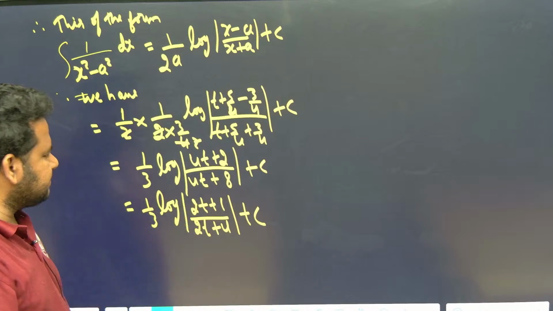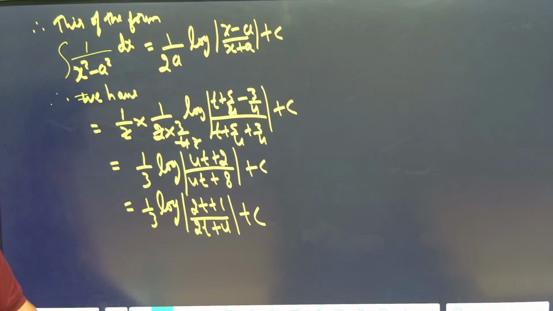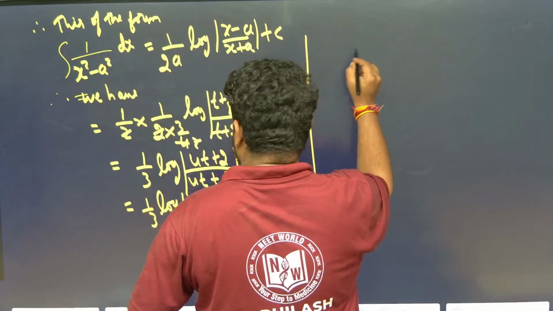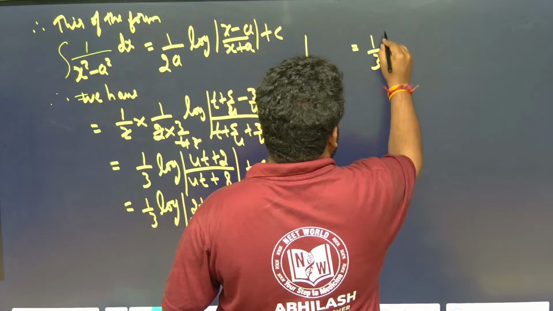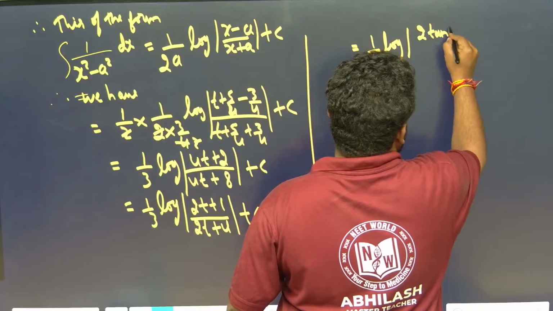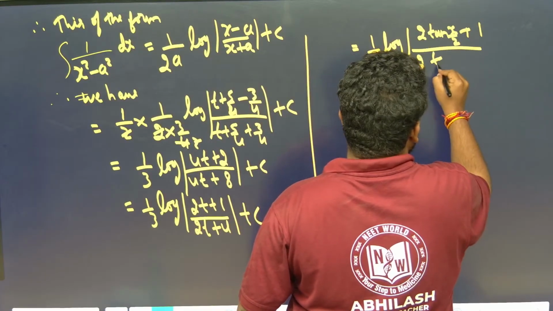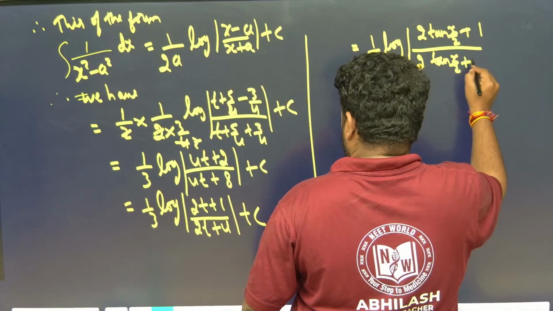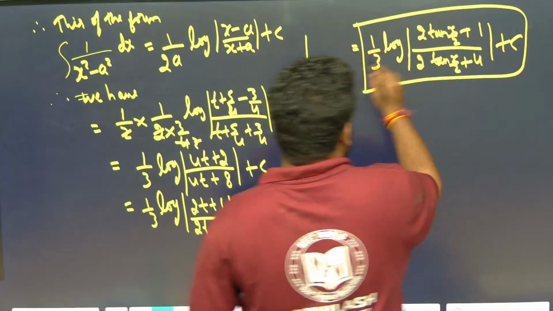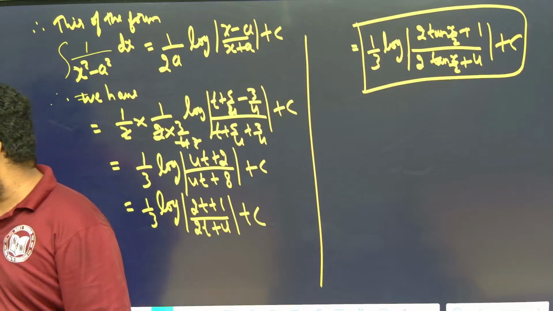Now this t is nothing but tan x by 2. So this will become equal to 1 by 3 log of (2 times tan x by 2 plus 1) divided by (2 times tan x by 2 plus 4), plus c. This is the answer that I will have. You write the question and write the answer like this. Clear? This is the way you have to solve this question.